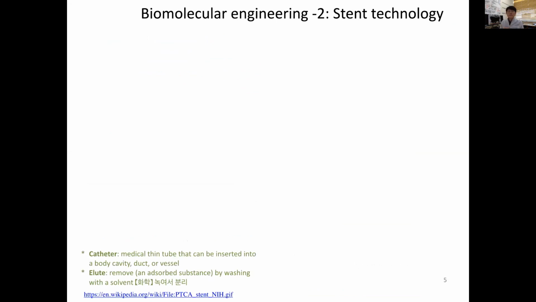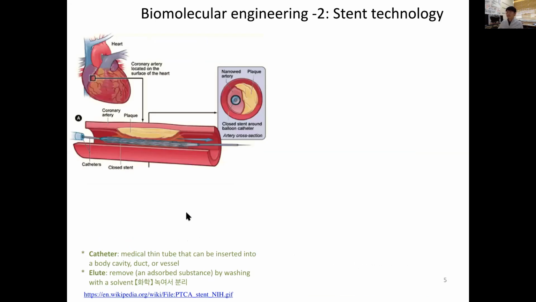So before getting into the stent, I want to discuss the pathological process in the heart, which is the top killer in developed countries such as the USA. Let me first start with this heart. The heart is probably one of the most important organs, because without the heart we cannot survive. And it works 24 hours.